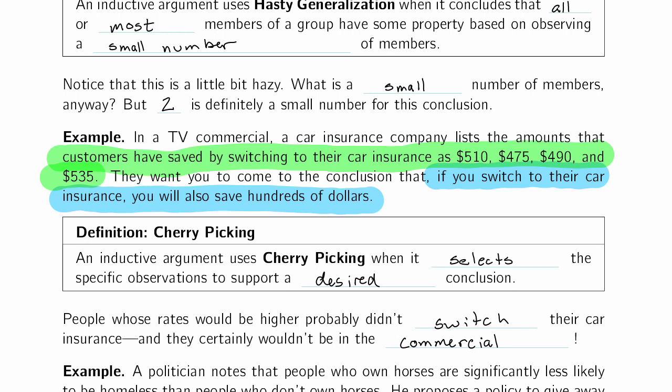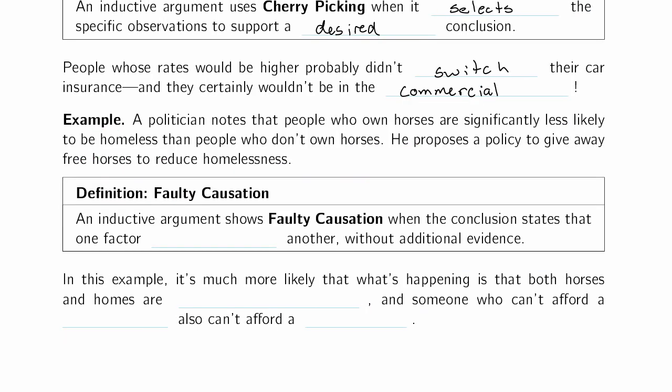Okay, this last one is surprisingly common, and it becomes hard to spot because when we're explaining what it is, we pick ridiculous examples. A politician notices that people who own horses are significantly less likely to be homeless than people who don't own horses. So he proposes a policy to give away free horses to reduce homelessness. The politician has drawn the conclusion that having a horse prevents someone from being homeless.